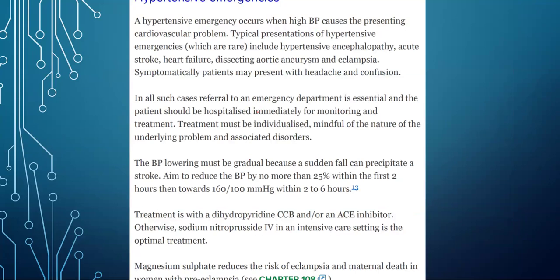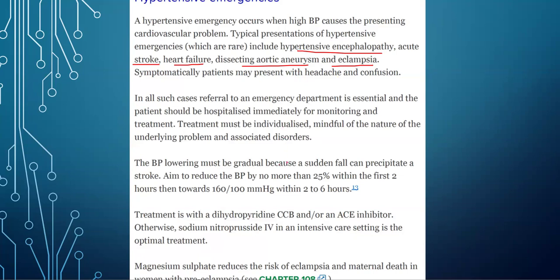What is hypertensive emergency? Hypertensive emergency means that a patient has blood pressure more than 180 by 110, along with hypertensive emergency features like hypertensive encephalopathy, stroke, heart failure, dissection of the aorta, and eclampsia. These are all hypertensive emergencies, and this patient needs to go to the emergency department for further treatment.